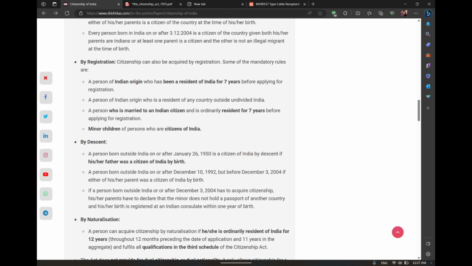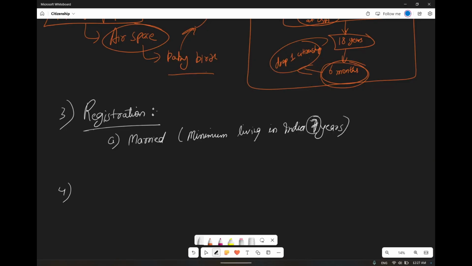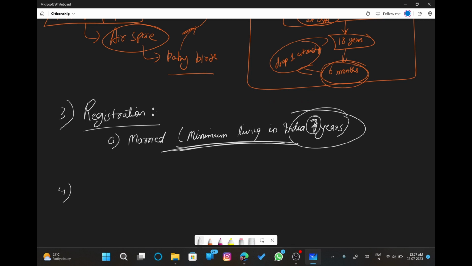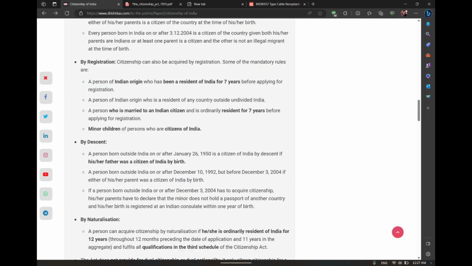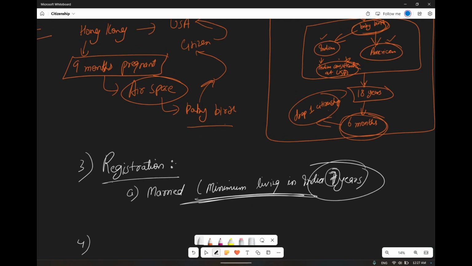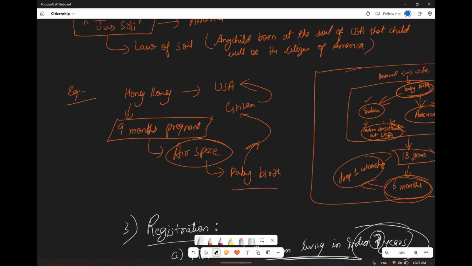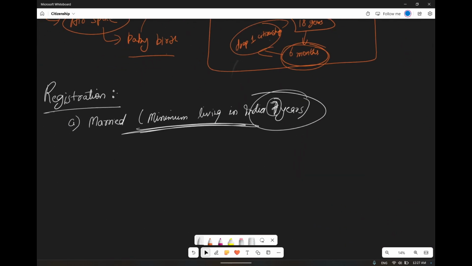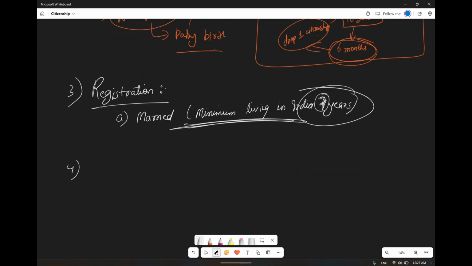So on the day the person applies for registration in the marriage case, they must have completed 7 years. Okay, minor children of persons who are citizens of India can also apply by registration. That I said in the previous example of the American case where the child was born, that child can register at the Indian consulate.